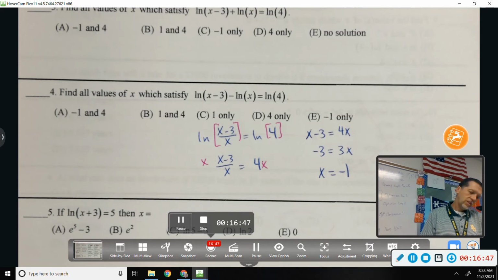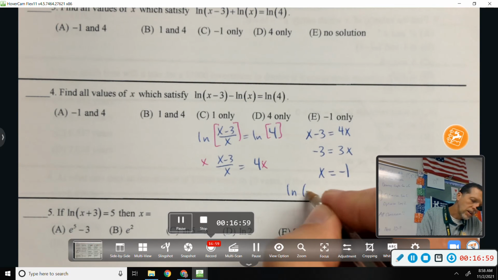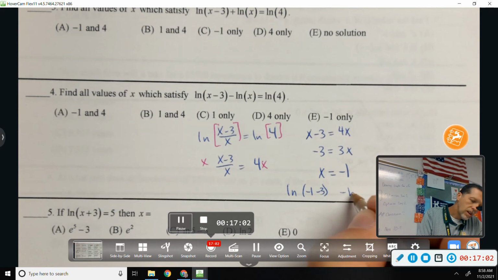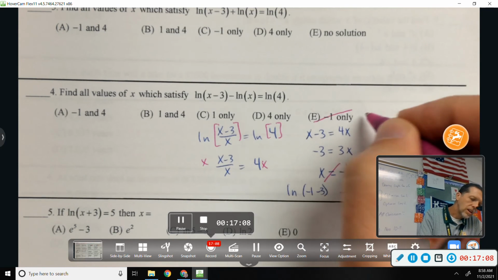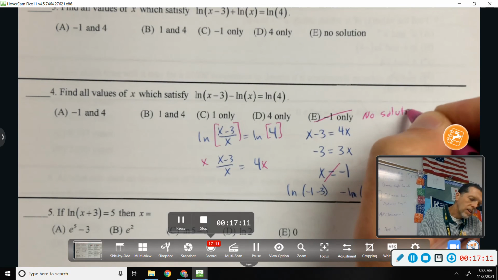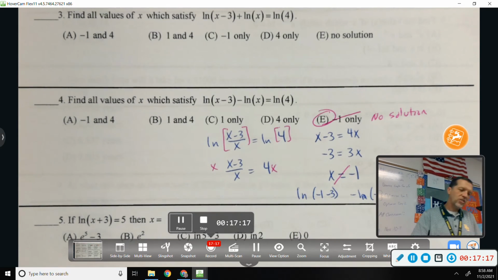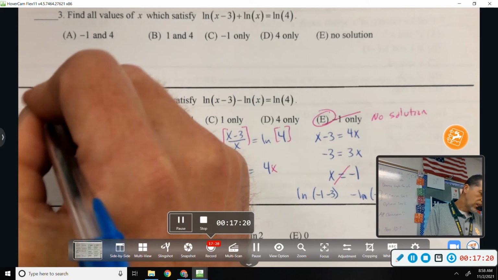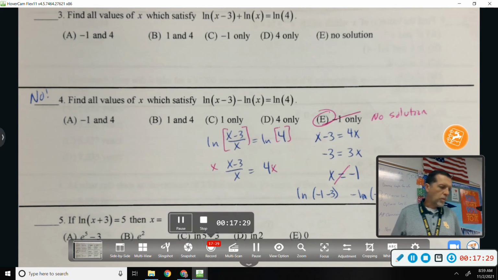which looks like a great answer for E, but we have to check our answers when we do these log problems, and we can't take the log of a negative number. So I can't use negative 1. That doesn't work. So we're going to say it's answer choice E, not because it's negative 1, but because we're going to change E to no solution. So omit 10 and fix number 4.